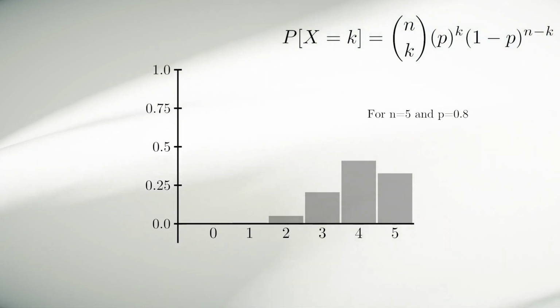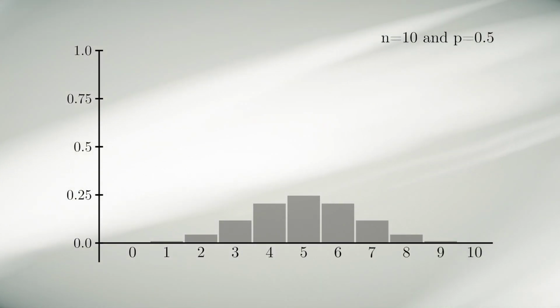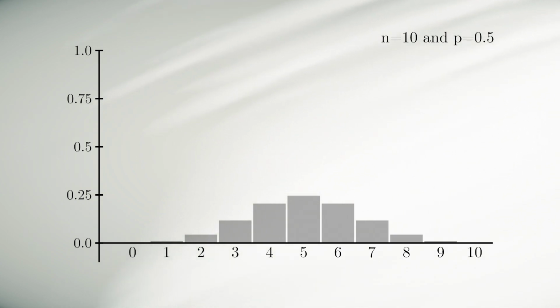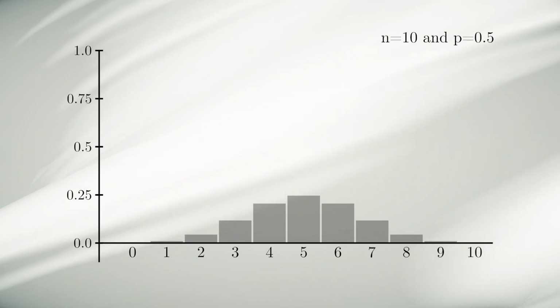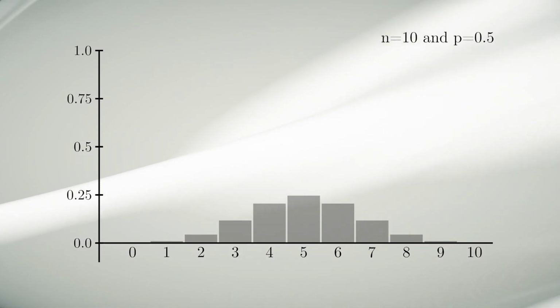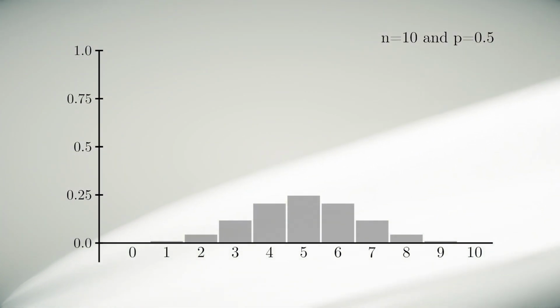This peak shifts towards the right if p has a large value and shifts towards the left if p has a small value. Consider an example where the value of n, the total number of trials, was 10 and the value of p was 0.5. We would see the peak right in the middle of the plot. This should make sense since p equal to 0.5 means a 50% chance of success in each trial.